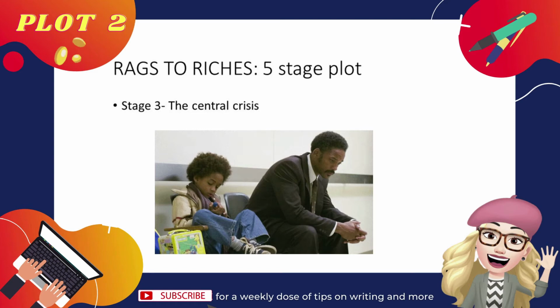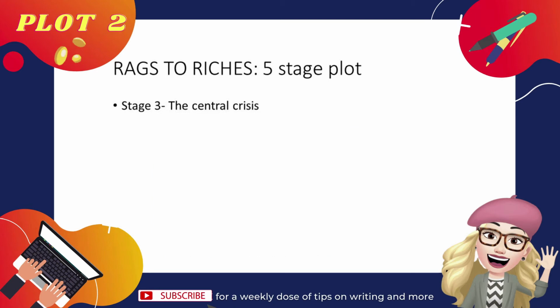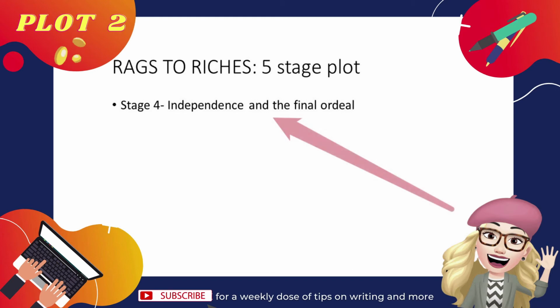The main crisis point comes when he is actually evicted and his wife leaves him. So that is the climax of the plot, and that is where we see what Christopher Booker terms the central crisis. So the point when Christopher Gardner is homeless, essentially, almost jobless, and without a wife and left to tend to his son's needs. We then move on to stage 4 in the plot structure of the Rags to Riches, and that is what Christopher Booker calls the independence and the final ordeal.